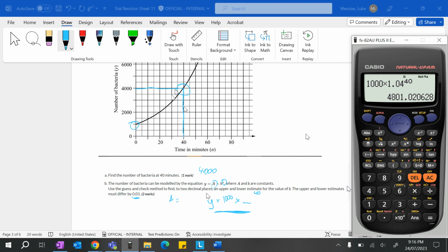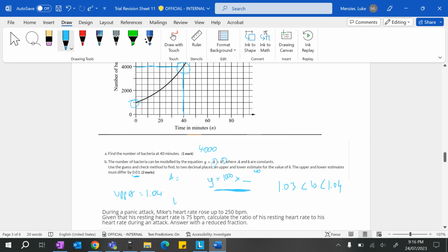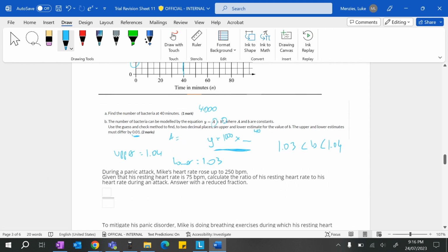So what we want, you can write it as this if you wanted to, 1.03 is less than B is less than 1.04, and that's super fancy. Or you could just actually write in words: upper equals 1.04 and lower 1.03, if you don't like the super fancy one. But that is quite a difficult question.